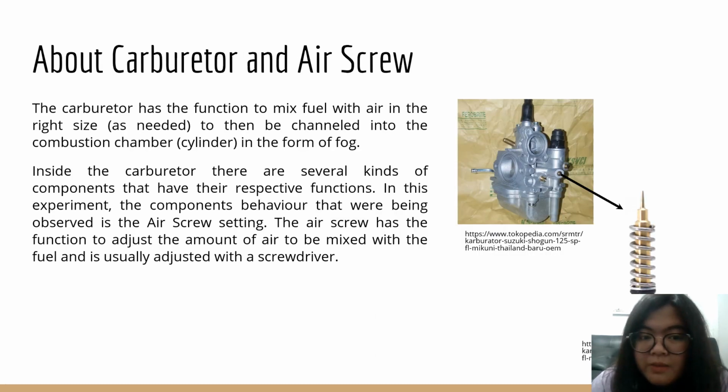So for the first one, I'm going to explain the carburetor and air screw. The carburetor itself has the function to mix fuel with air in the right proportion as needed, to then be channeled into the combustion chamber cylinder in the form of fog. Inside the carburetor, there are several components that have their respective functions. In this experiment, the component being observed is the air screw setting. The air screw has the function to adjust the air to be mixed with the fuel and is usually adjusted with a screwdriver. Basically, the carburetor works using Bernoulli's principle. The faster the air moves, the lower the static pressure, but the higher the dynamic pressure will be.